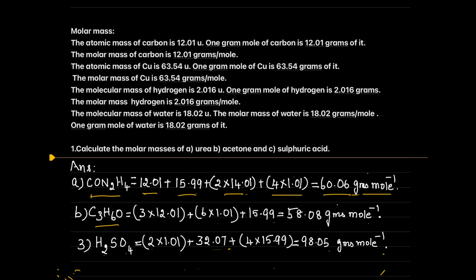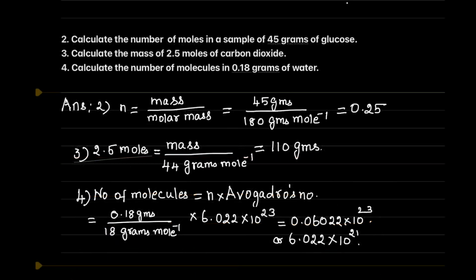B. Acetone. It has the molecular formula C3H6O. The constituents of one molecule of acetone are 3 carbon atoms, 6 hydrogen atoms, and 1 oxygen atom. Following the same procedure, 58.08 grams per mole is the molar mass of acetone. C. Sulfuric acid. The atomic mass of sulfur is 32.07 U. Following the same procedure, we get the answer that the molar mass of sulfuric acid is 98.05 grams per mole.